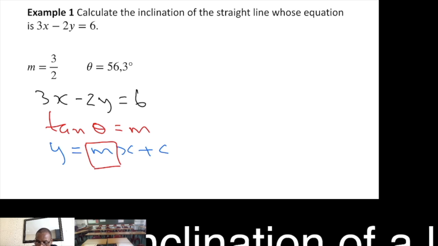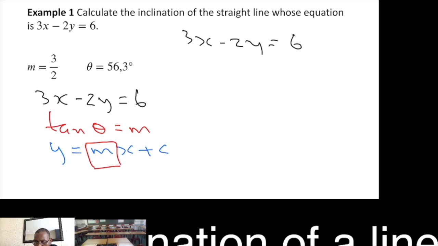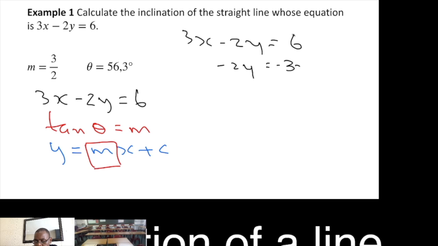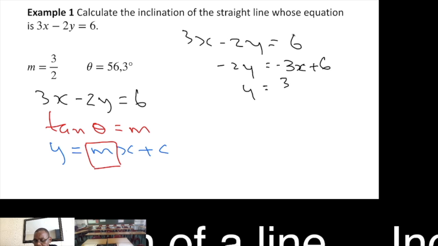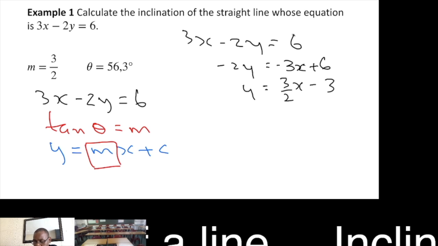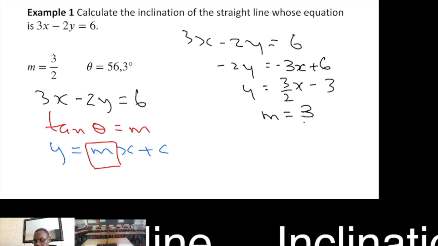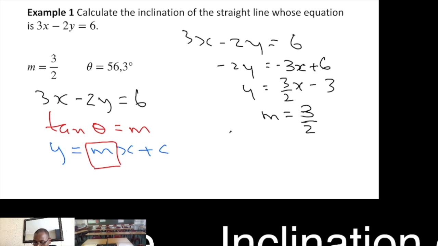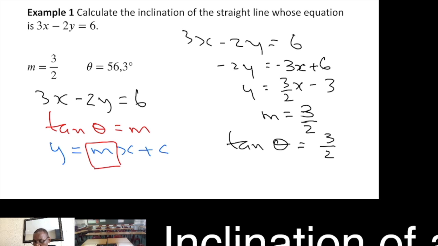So let's do that. So this is 3x minus 2y is equal to 6. And so rearranging that will give you minus 2y is equal to minus 3x plus 6. And dividing by negative 2 on both sides will give you y equals 3 over 2 x minus 3. So the gradient of the line is 3 over 2. Now put that into the formula. Tan of theta is equal to 3 over 2.